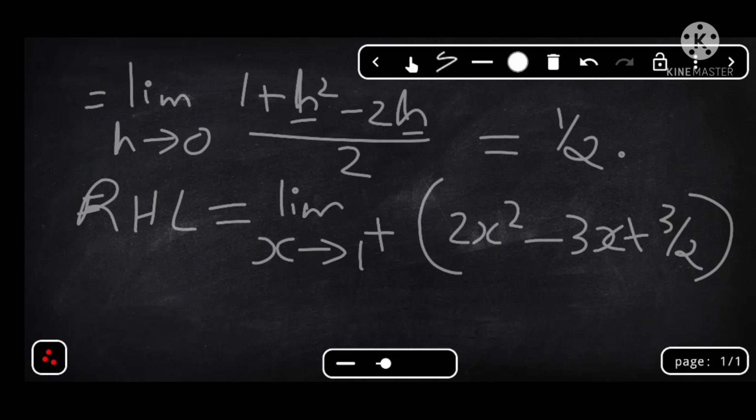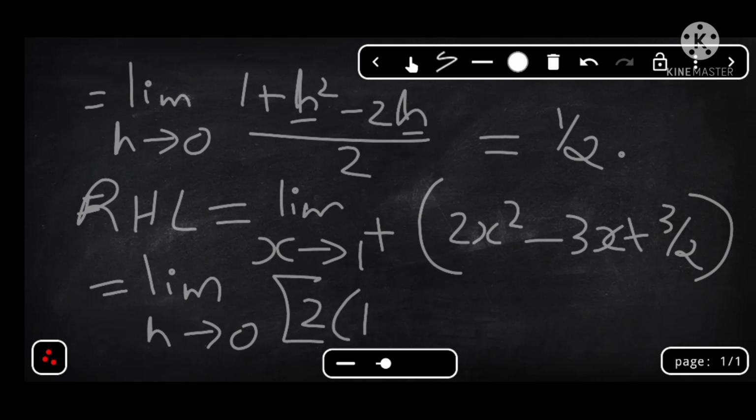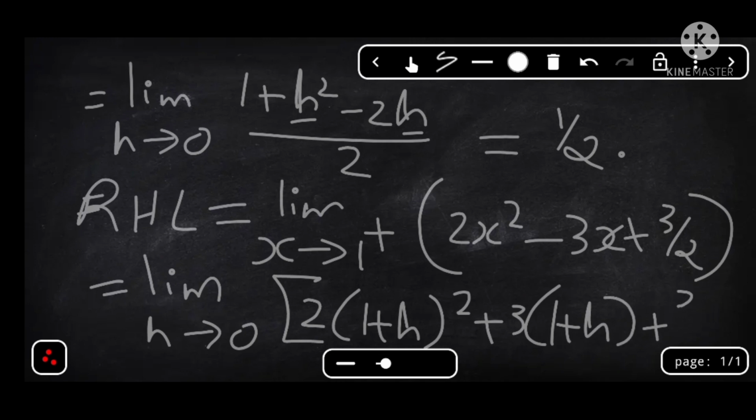So if we substitute h tends to 0, what will we get in place of x? 1 plus h, right? I hope you remember the problems we did before. For x less than 1, we take 1 minus h in place of x. For x greater than 1, we take 1 plus h in place of x. So don't forget that. The same method we are following, nothing new. So 1 plus h, plus 3 by 2.